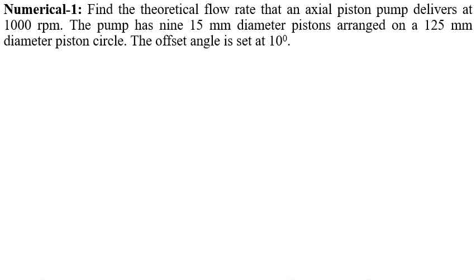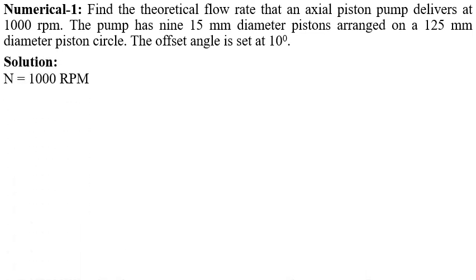Take one numerical based on piston pump. Find the theoretical flow rate that an axial piston pump delivers at 1000 rpm. The pump has 9 pistons of 15 mm diameter arranged on a 125 mm diameter piston circle. The offset angle is set at 10 degree. So find out the theoretical flow rate QTH.